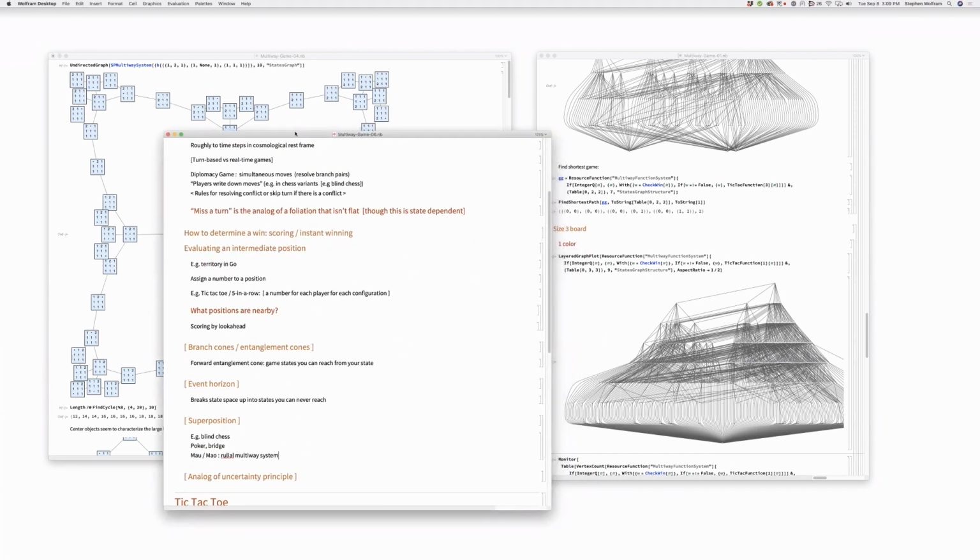Right. A classic game that changes rules is called Flux.